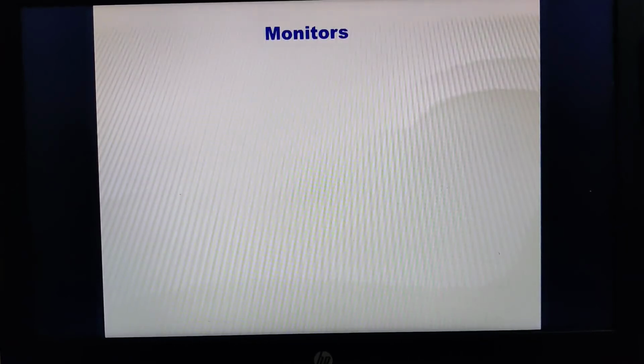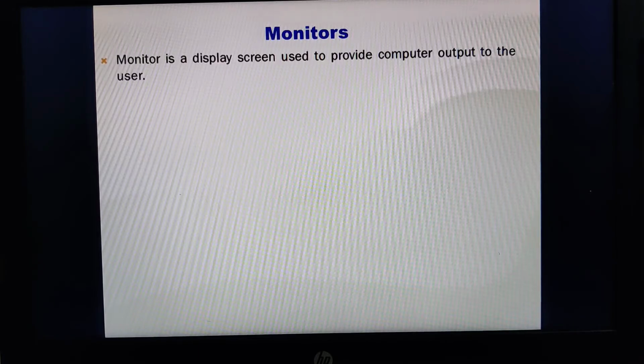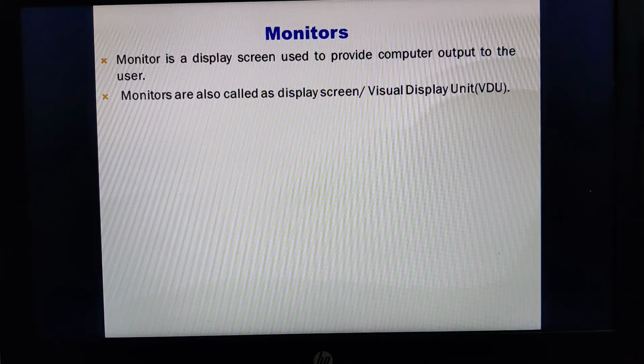So what is a monitor? A monitor is a display screen which is used to provide the computer output to the user. Usually we are able to see the output on the monitor screen, that is the display screen. You can even refer to monitors as a display screen, or as a VDU, that is visual display unit. Usually the monitors provide the visual display of the data.